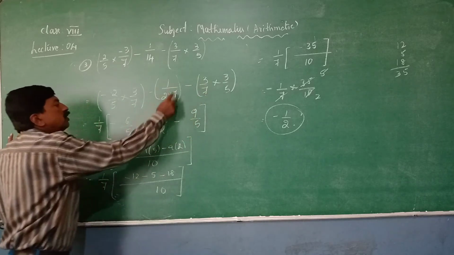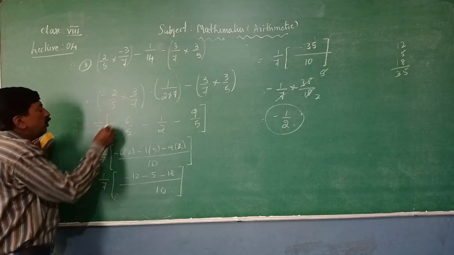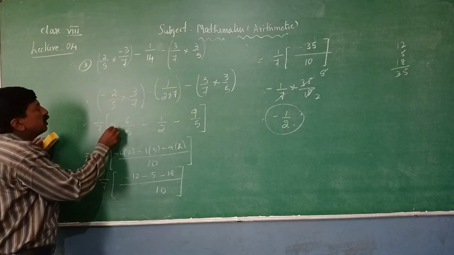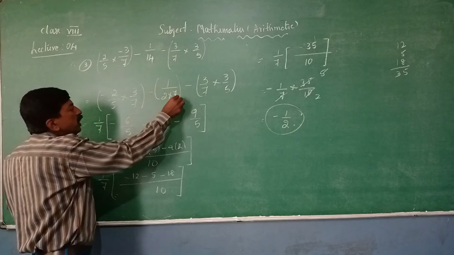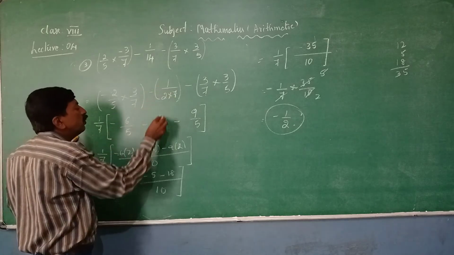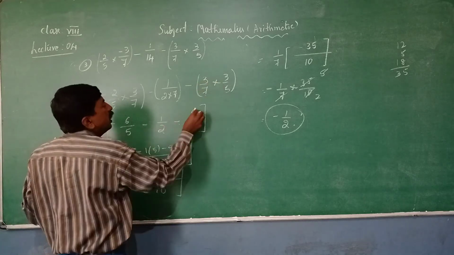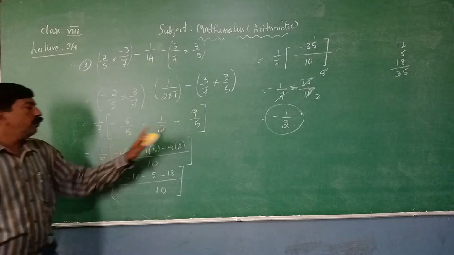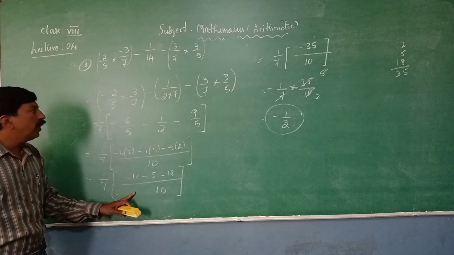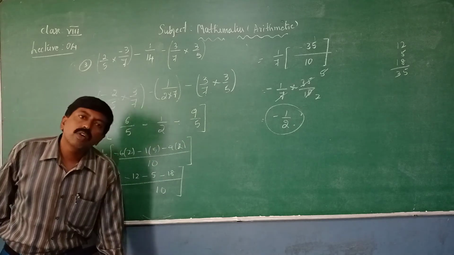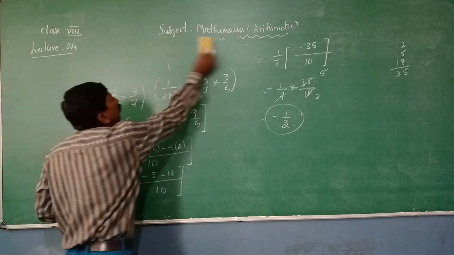Here also 1 by 7, here also 1 by 7, take it as a common factor. The rest of the things: minus into plus is minus, 2 3s are 6 and denominator 5. Here minus 1 by 7 you have taken common factor, so 1 by 2 is remaining as it is. Minus, 1 by 7 common factor, 3 3s are 9 by 5. After that take LCM for 5, 2 and 5, so LCM is 10 and simplify, finally we got minus 1 by 2. So like this we can solve many problems.